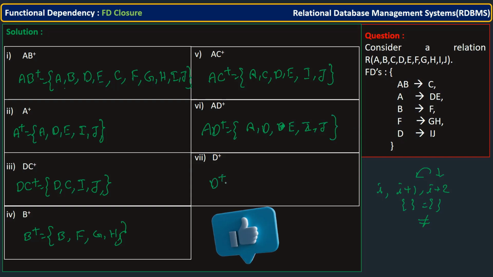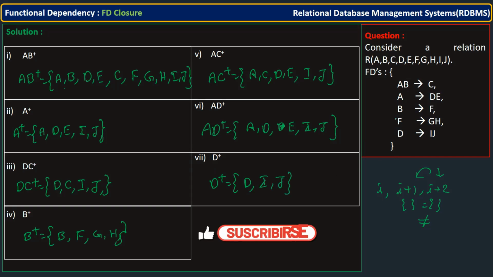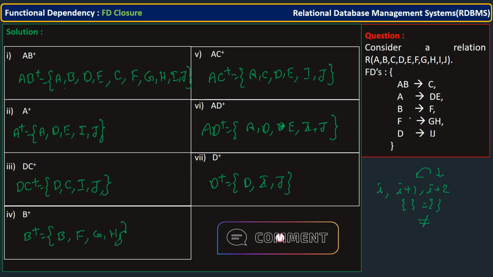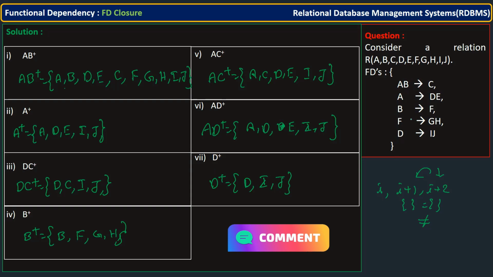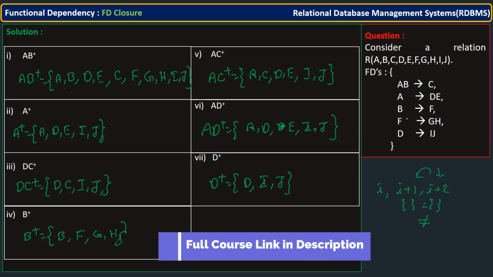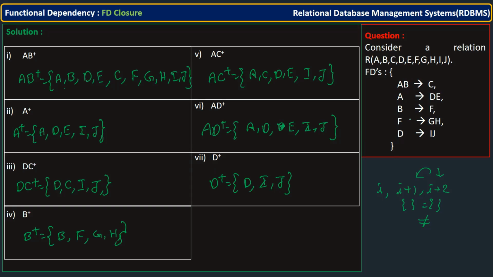Now let us see the D closure. D has only one place where it is directly on the LHS, that is IJ, and I and J are not there in any of these LHS parts. So this is the final thing. In this way, we can find attribute closure very easily. If the current iteration and previous iteration sets are not the same, continue one more iteration, till the last 2 iterations' sets are the same. Okay.